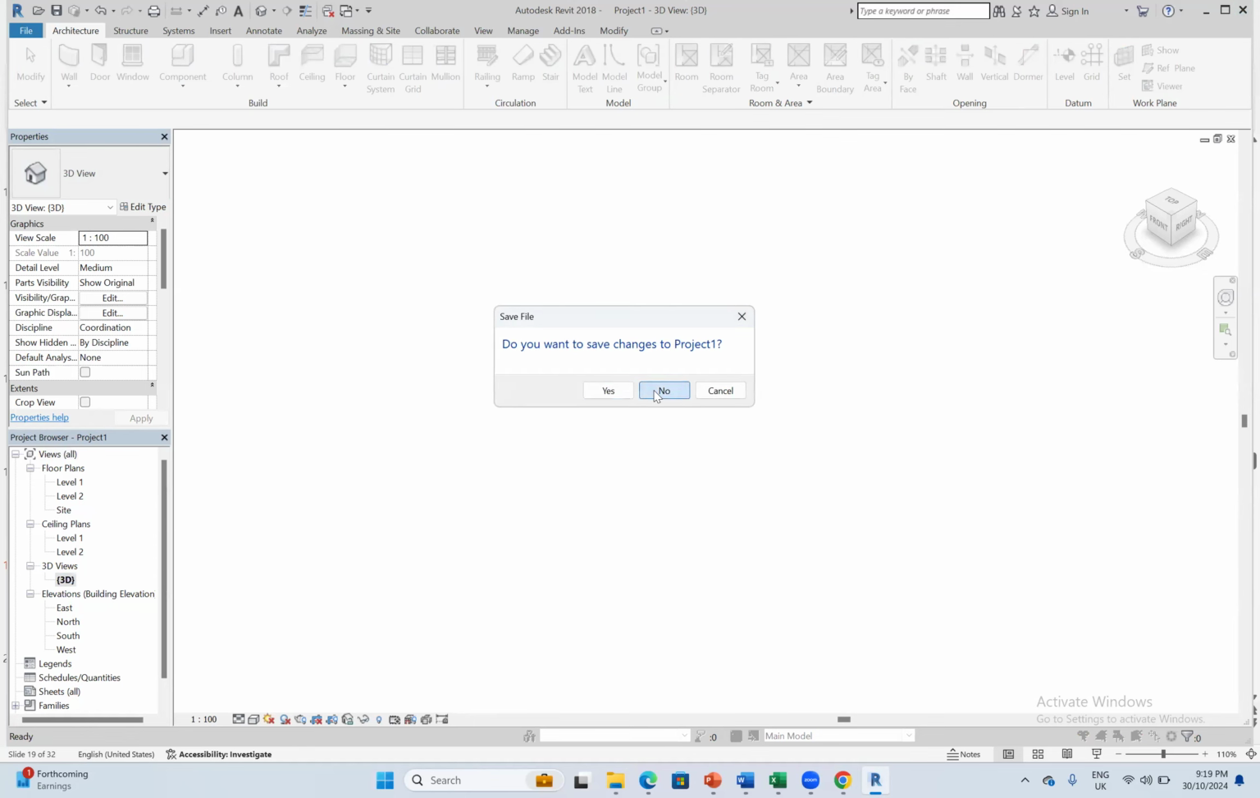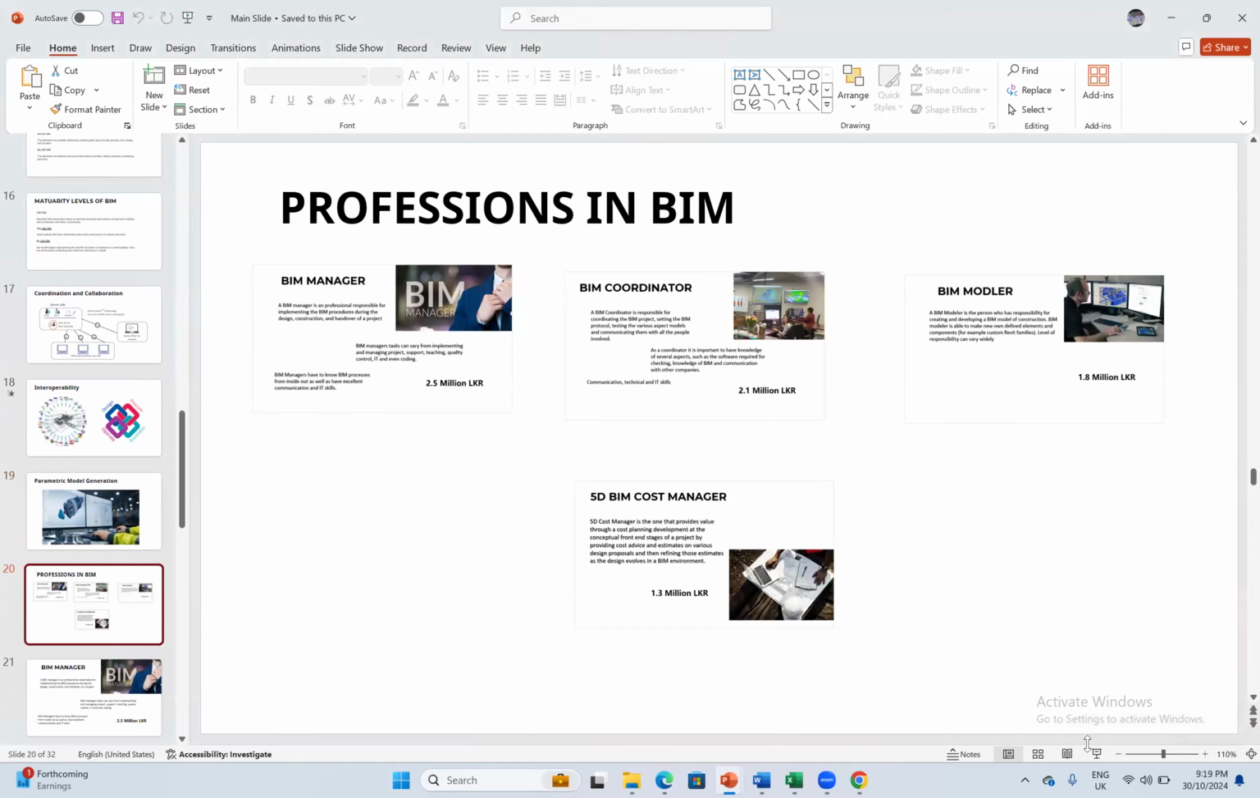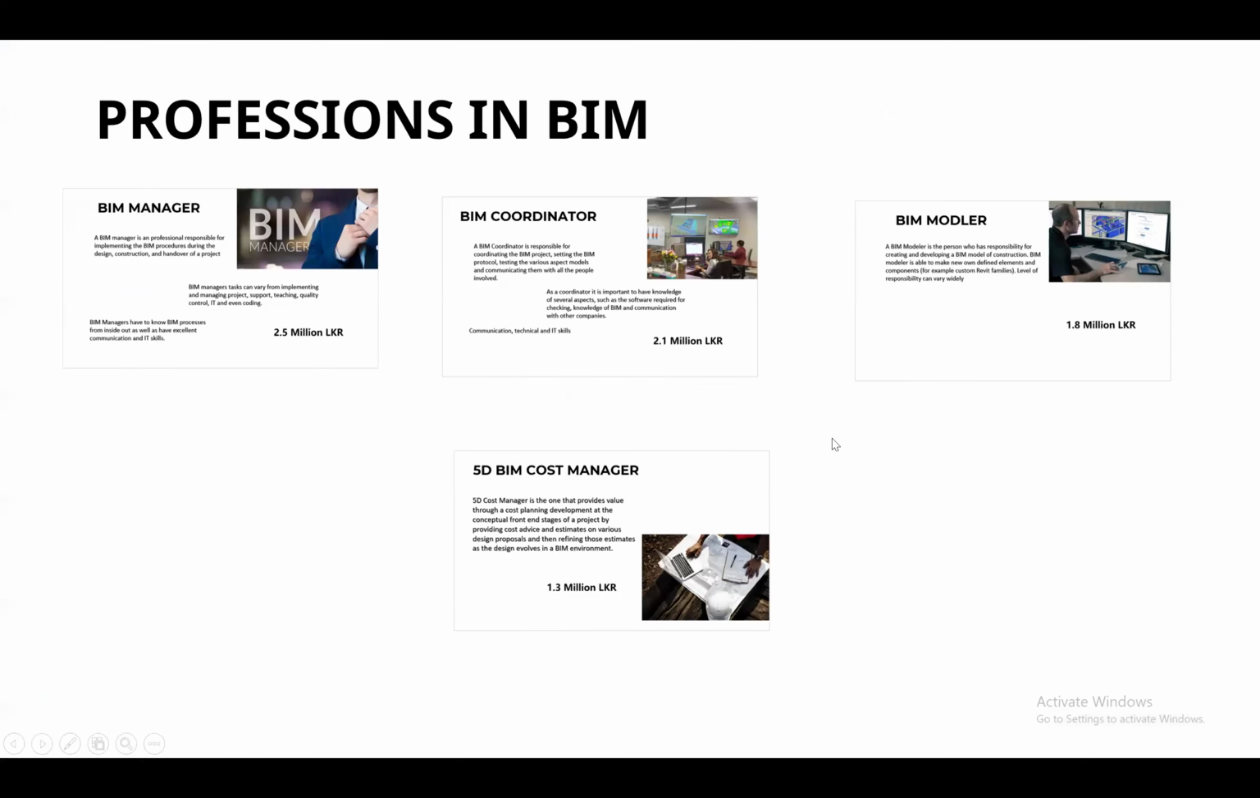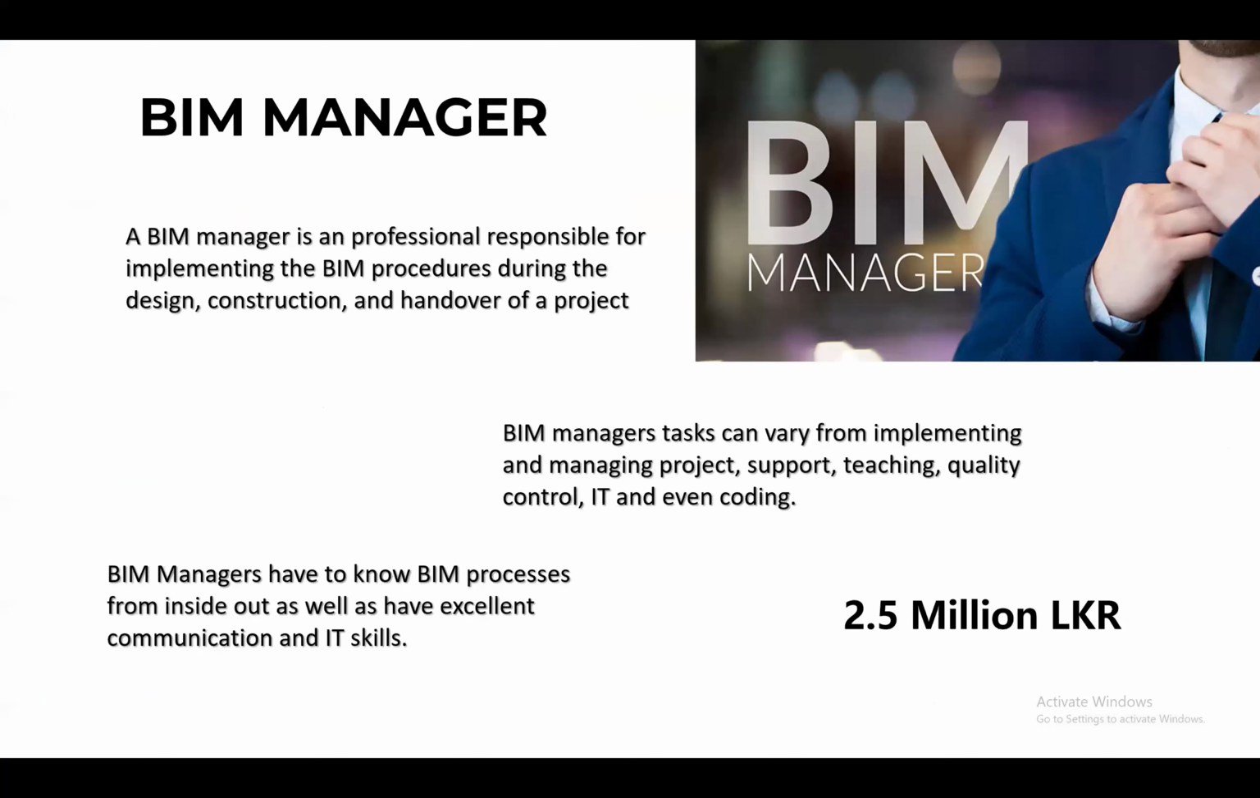Now we will discuss professions in building information modeling. First, the BIM manager. If you want to become a BIM manager, you have to learn many things. You have to learn how to use building information for design, construction, and handover of the project. You have to have some teaching skills, and skills regarding quality control and information technology. Also, you have to have solid communication skills.